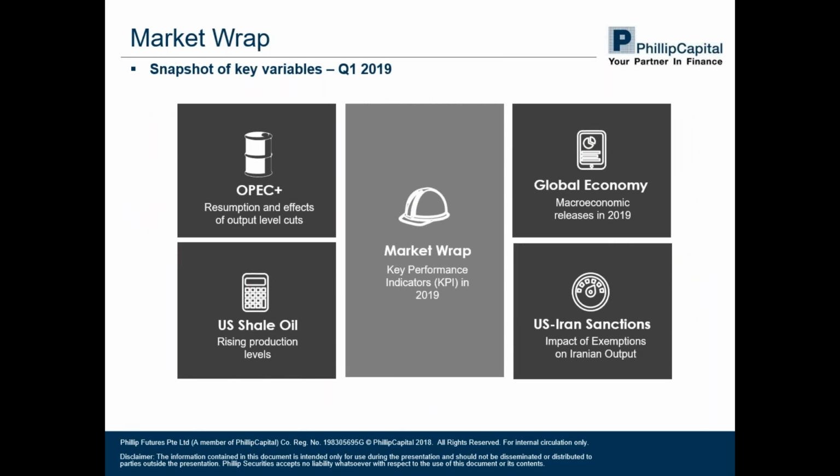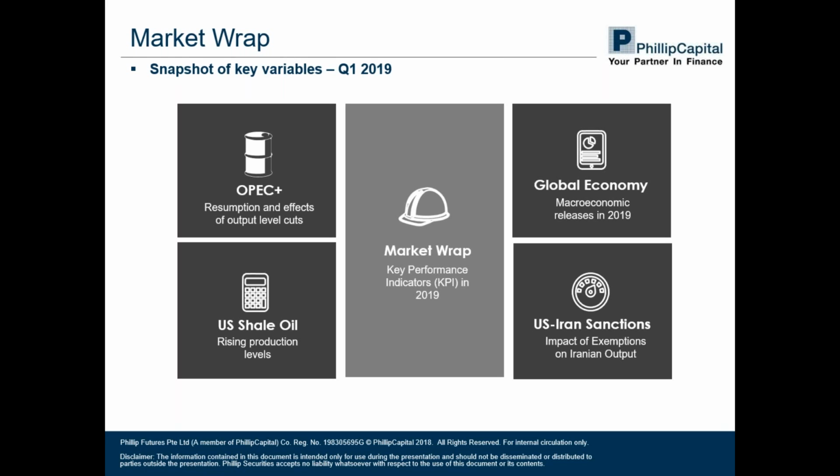Here is a market wrap, a snapshot of key variables for quarter one. What do we want to look out for? The first, as we said, is OPEC consumption and the effects of output level cuts. Are they going to continue with this? How much, and what are its effects? Are they going to be compliant? All this is something you want to look out for.